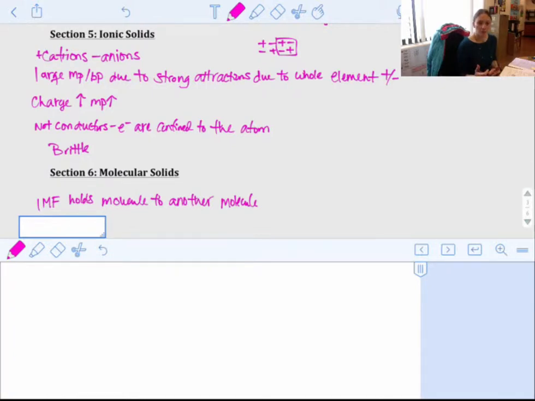Other than that, you have a lot of properties that really depend on what kind of intermolecular force it is, a hydrogen bond versus a dispersion or a dipole-dipole. Also, the shape or size of the molecule is a very large factor in what kind of properties molecular solids or covalent solids have.